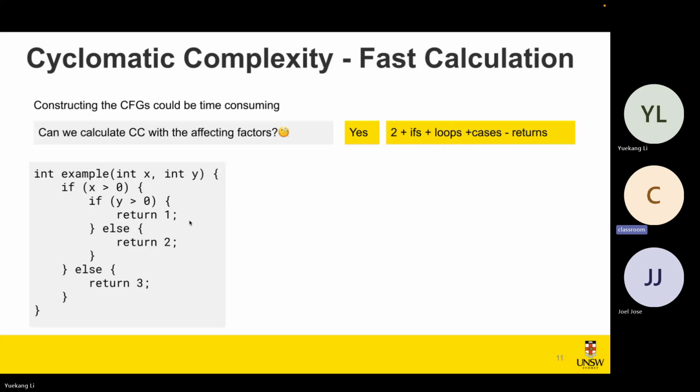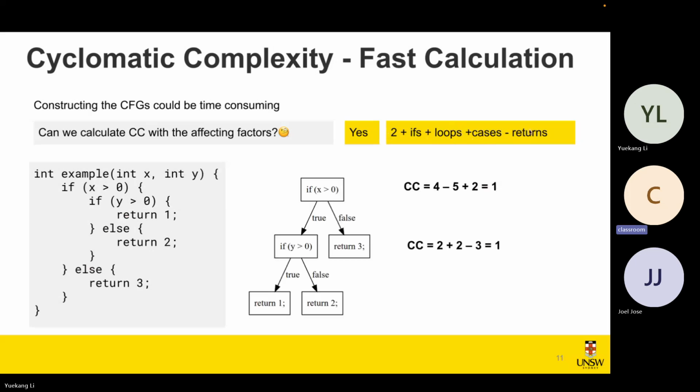Just now we know that using the control flow graph, the cyclomatic complexity for this program is 1. And using this formula, how many ifs do we have? We have 2 ifs, right? And we have no loops, we have no cases, and we have 3 different returns. So it's 2 plus 2 minus 3, it is still 1. So both formulas give us the same thing here. This is how we can calculate cyclomatic complexity faster using this formula without really building a control flow graph.